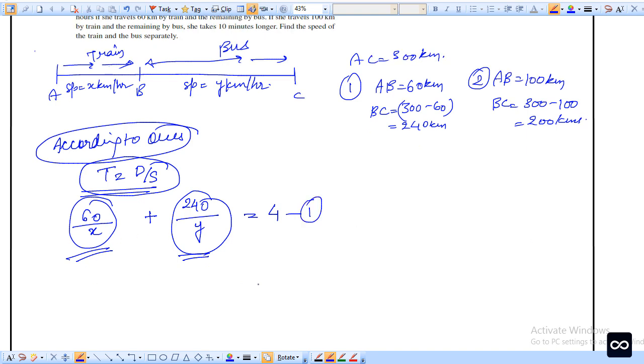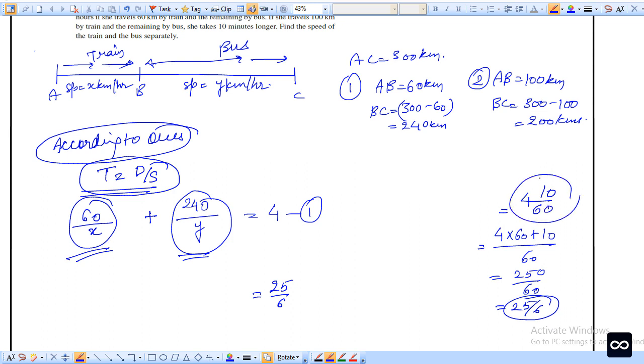Now similarly, we can create the other equation also, which is it takes 10 minutes longer. 10 minutes longer means 4 and 10 by 60. And how to solve this? 4 and 10 by 60 is 4 multiplied by 60 plus 10, divided by 60. We get 250 by 60, which is 25 by 6, right? So we can write it as 25 by 6. What was this? It was 4 and 10 by 60, and we get this.